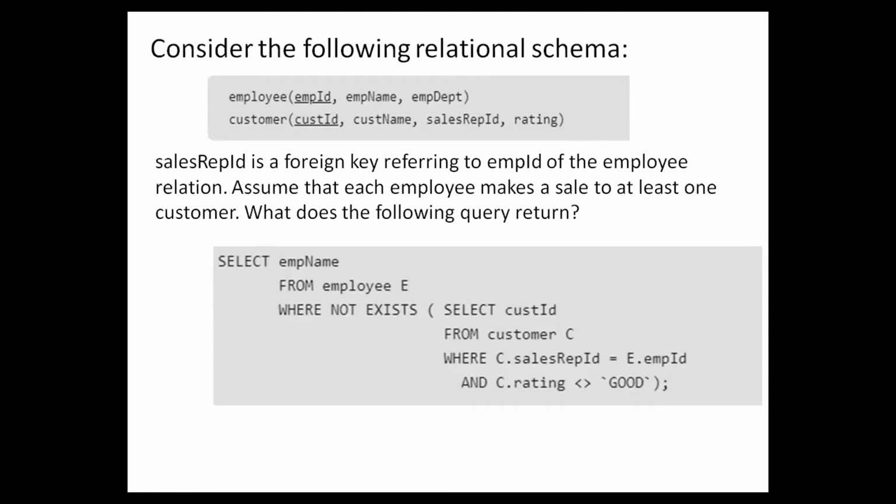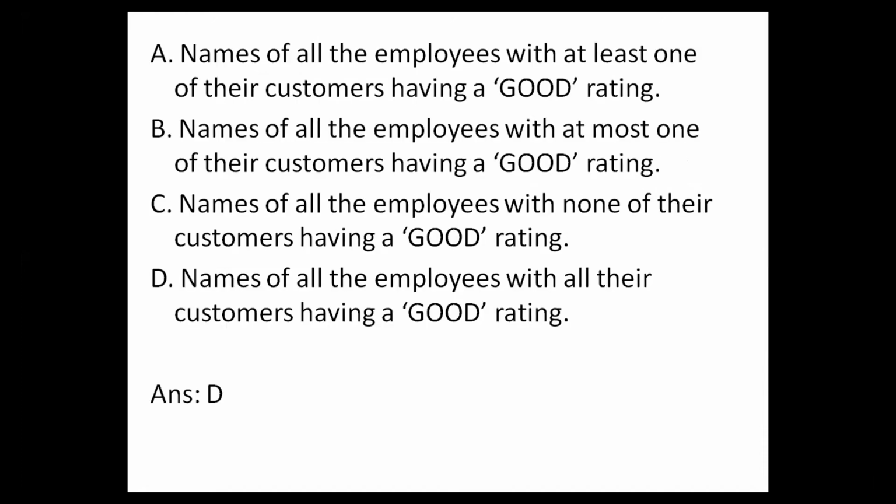So you have gone through the query. Can I move to the options? Yes, ma'am. I have the answer there, but that is not an issue. Just go through the options here. Why is it option D? Names of all the employees with all their customers having a good rating. Why is it option D?